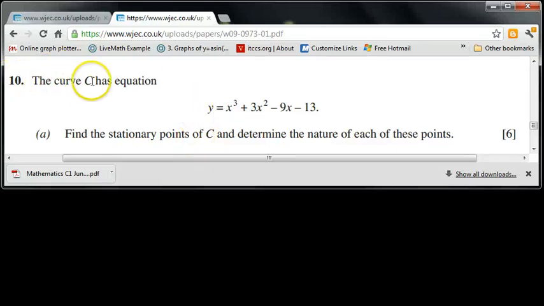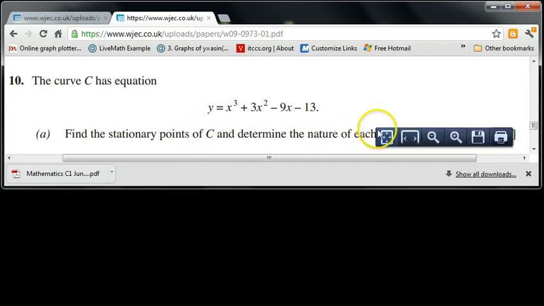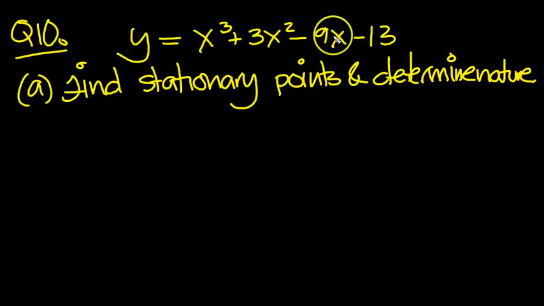Right, number 10 then. The curve C has equation, so it's a cubic equation: y equals x cubed plus 3x squared minus 9x minus 13. Part A says find the stationary points of C and determine the nature of each of these points. Okay, let's have a look at this one then. I've written out the question again.